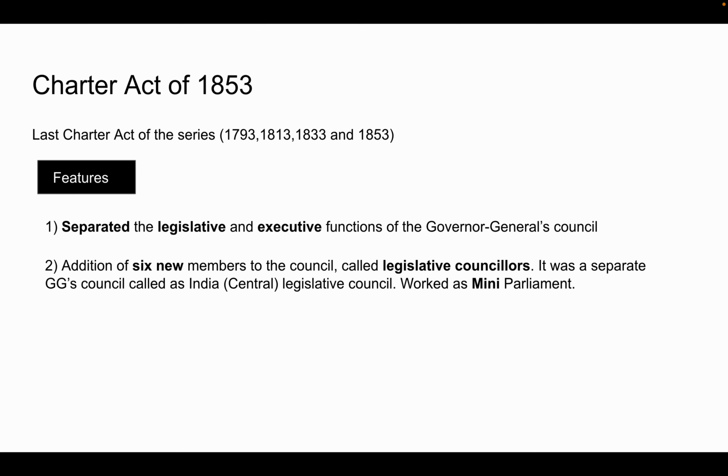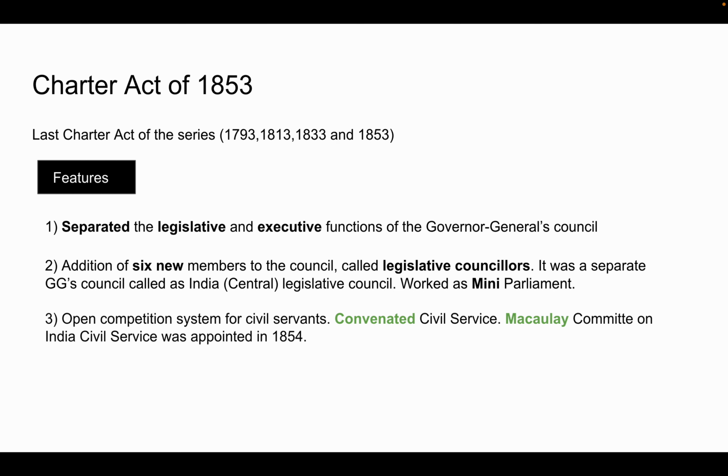So the first point is that it separated the executive and legislative functions of the Governor General's Council, and the second is that in the current Governor General's Council, it added 6 new members. These members were called legislative councillors, and it was a separate Governor General's Council called the Indian Central Legislative Council, which worked more or less like a mini parliament. So that was the first feature, and this parliament adopted the same procedures as the British Parliament.